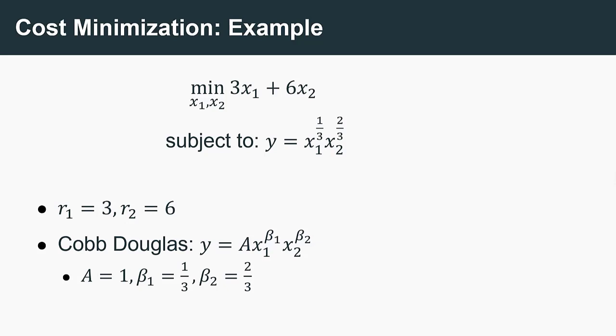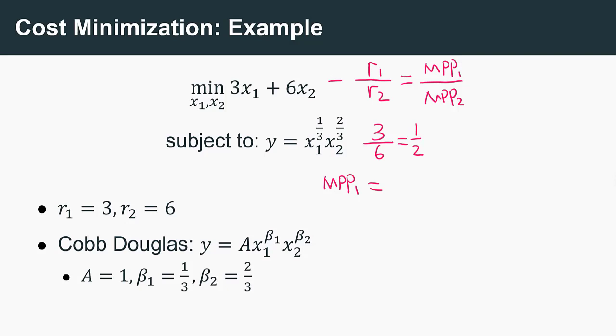What I will do here is use the optimality condition for cost minimization, which is the ratio of input prices equal to the ratio of the MPPs. Again, this is a very important condition, and I do hope you understand this condition very well. The ratio of the input prices is simple here, it's equal to 3/6 or 1/2, and we do need to calculate the MPPs. Let me actually do it here.